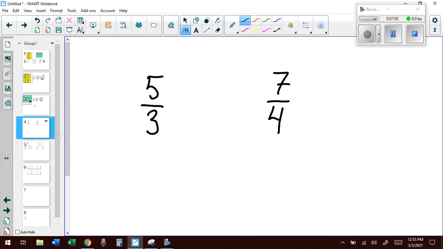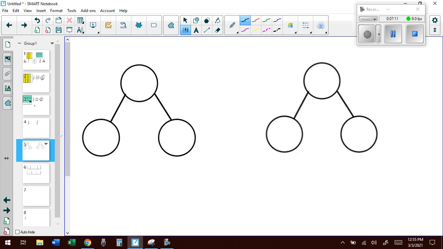And what do we notice about these two fractions? I notice that they are both greater than 1 whole. So we're going to make a number bond. We're going to find out just how much greater than 1 whole they are. So we're going to make a number bond for 5/3 and a number bond for 7/4.